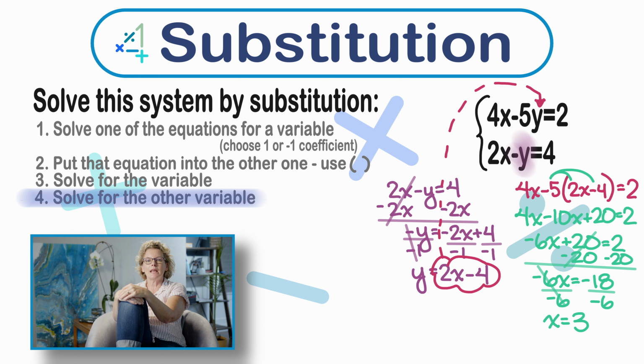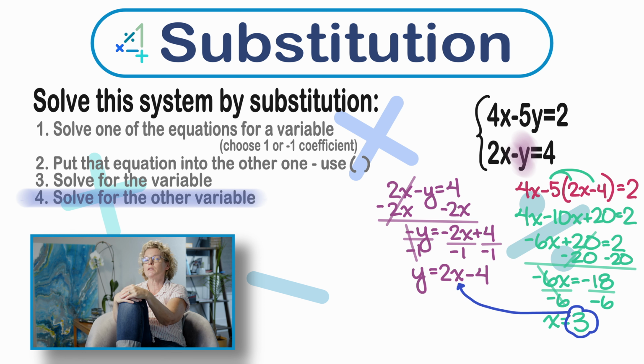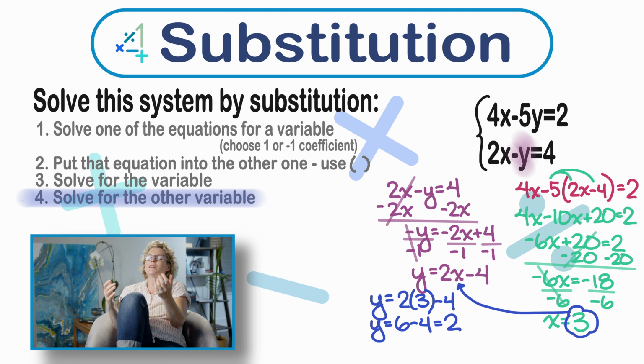Step 4 is to get that y. I'll put our 3 in for x into the transformed equation of y equals 2 times 3 minus 4. Simplify to 6 minus 4, so y equals 2, for our final answer of 3, 2.